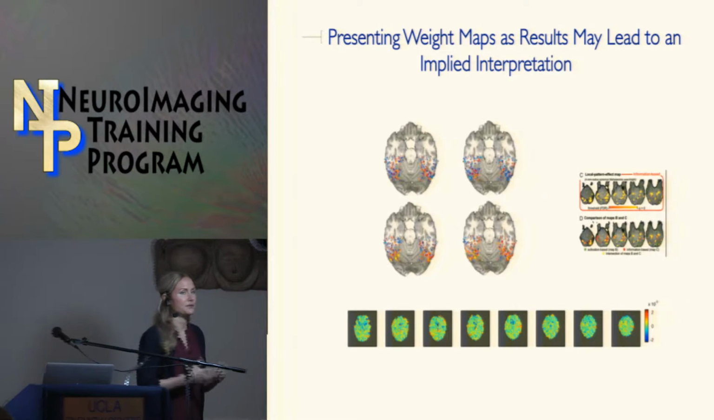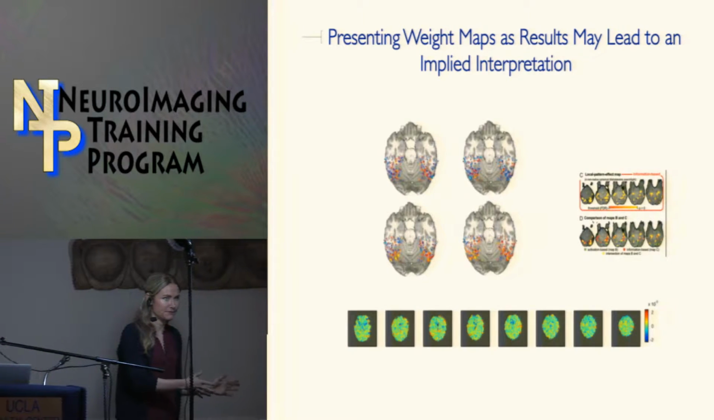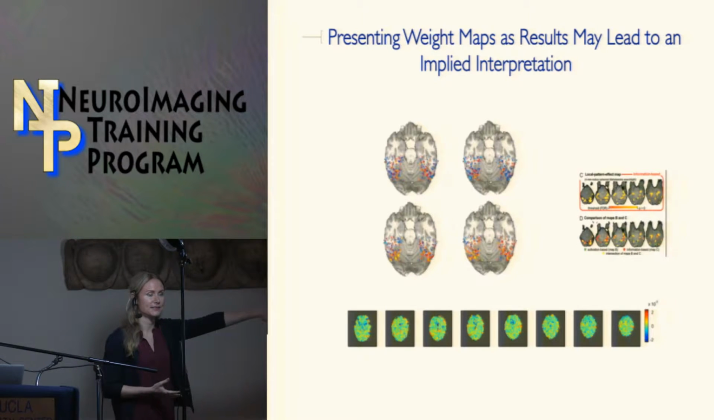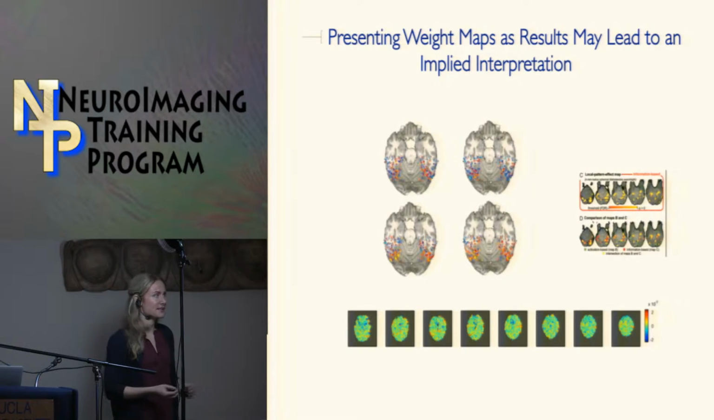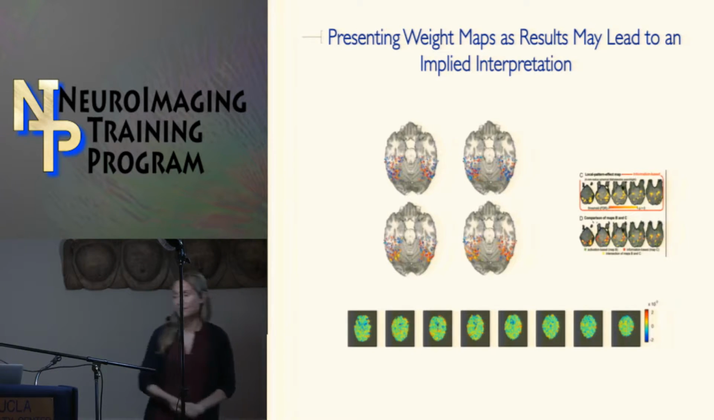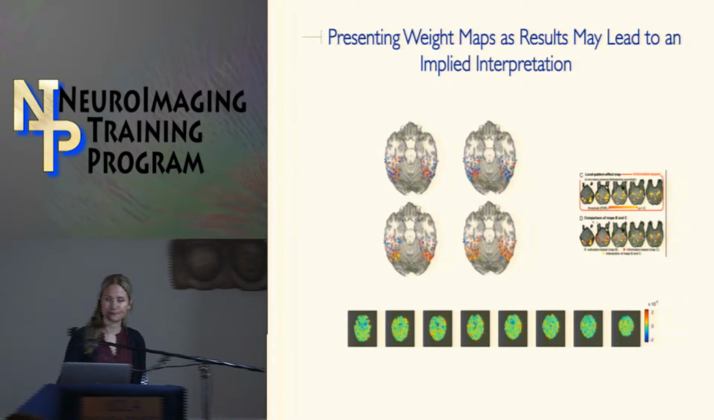It's a little bit tricky, but if you map your weight vector back onto the brain and present it like this, even though you're not necessarily interpreting the weights, I think it can, on some level, be considered an implied interpretation, because these look like maybe the results you would get from a GLM analysis. But they're not. They're weights from a machine learning analysis.